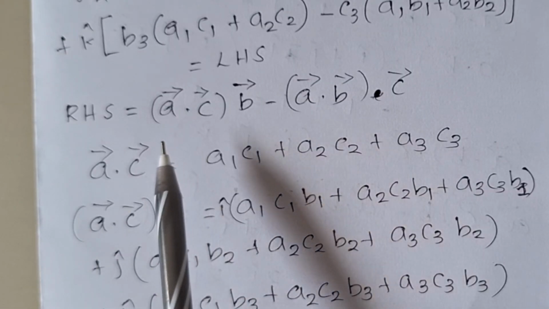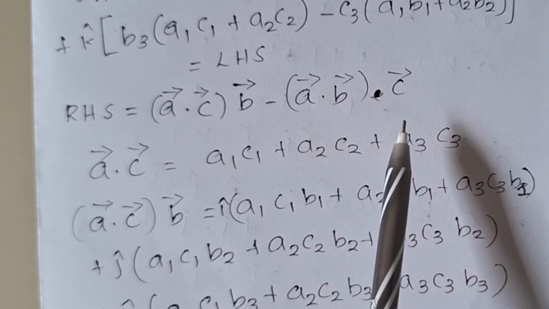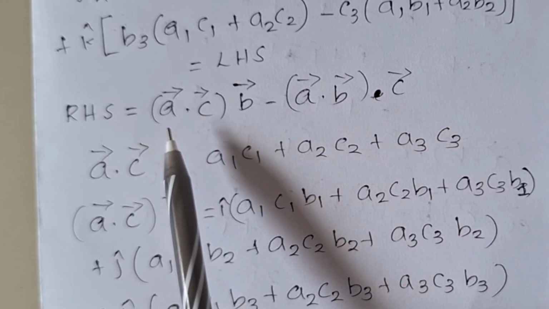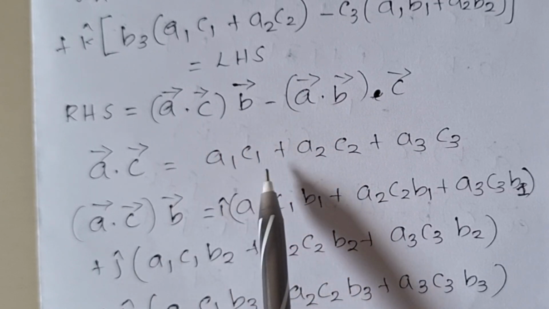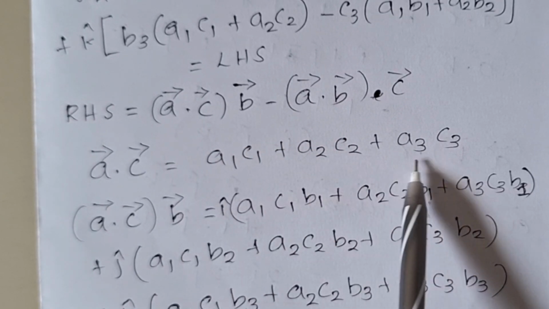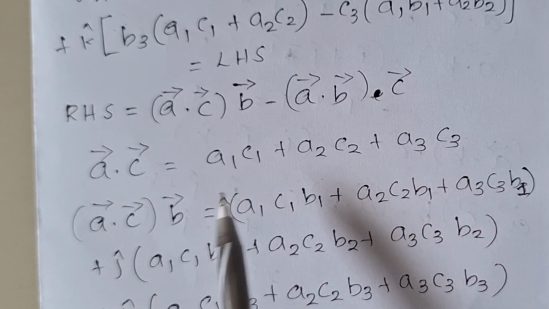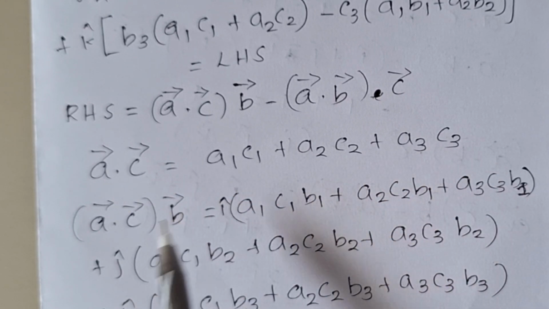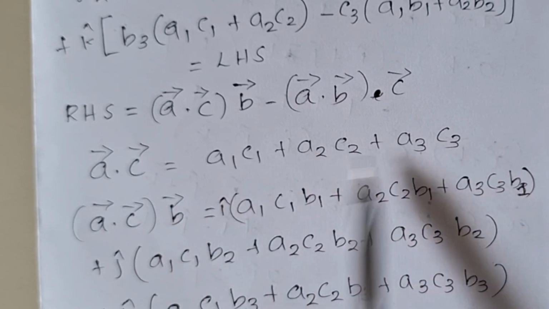Now we have to find the RHS. We know the RHS is (A dot C) into B minus (A dot B) into C. We know A, B and C, so A dot C equals A1 C1 plus A2 C2 plus A3 C3. This is the dot product of two vectors. We already learned how to find the dot product. Then this quantity is a scalar quantity.